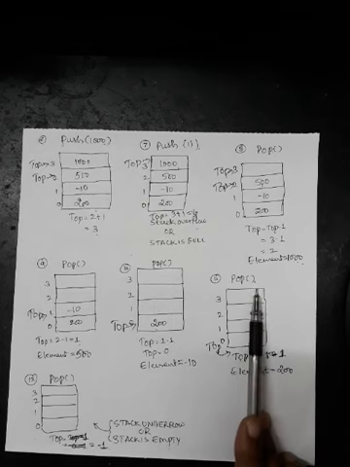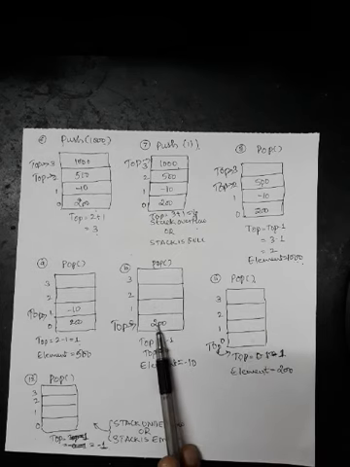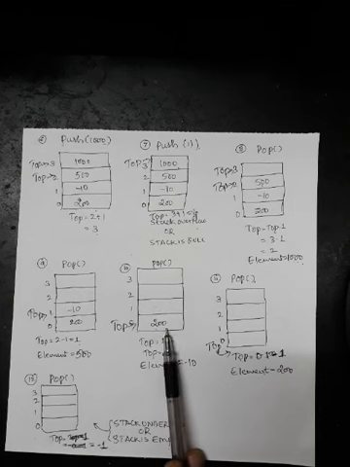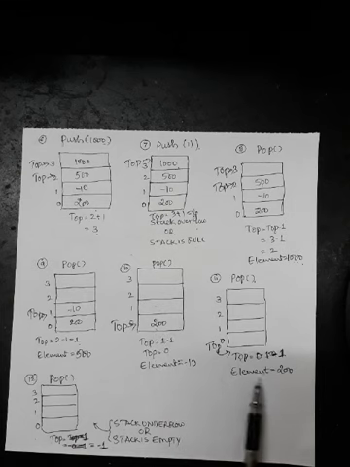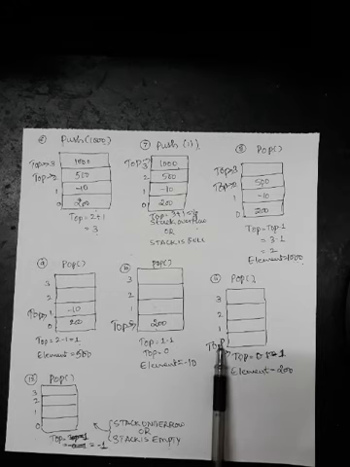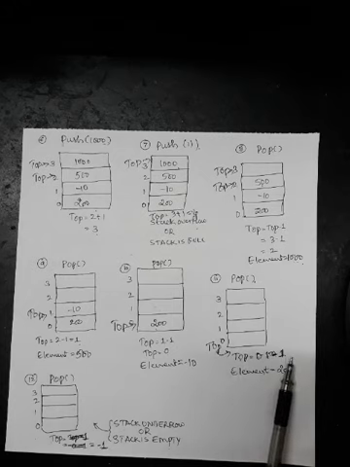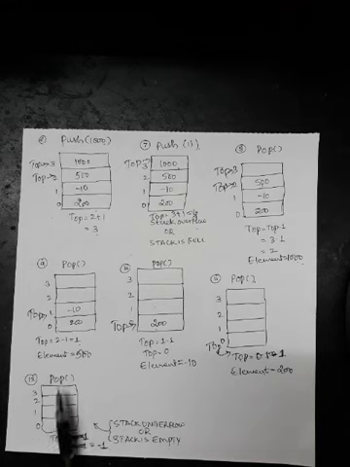Next is pop. Here the element pointed by top, 200, is removed from the stack, stored into the variable element. Then top is decremented by 1. 0 minus 1 is -1. Then pop. So when pop is performed, top is already at -1. So there is no element to delete from the stack. So we have to display an error message, stack underflow or stack empty.